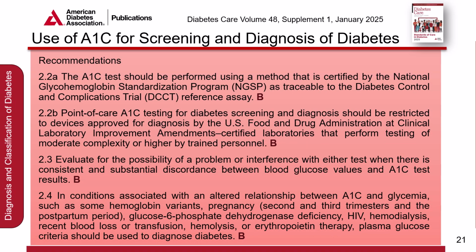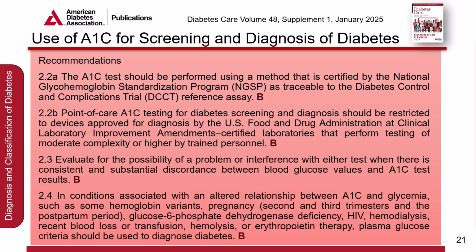Use of glycated hemoglobin for screening and diagnosis of diabetes. Recommendations. 2.2a. The glycated hemoglobin test should be performed using a method that is certified by the National Glycohemoglobin Standardization Program as traceable to the Diabetes Control and Complications Trial Reference Assay. Level of evidence B. 2.2b. Point-of-care glycated hemoglobin testing for diabetes screening and diagnosis should be restricted to devices approved for diagnosis by the United States Food and Drug Administration at Clinical Laboratory Improvement Amendments certified laboratories that perform testing of moderate complexity or higher by trained personnel. Level of evidence B.